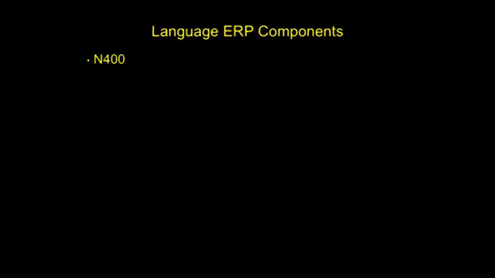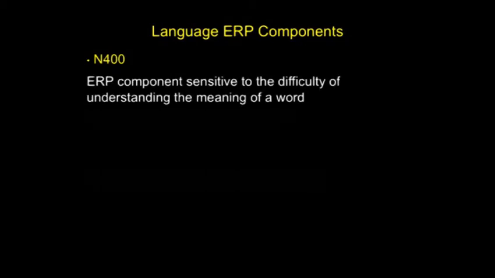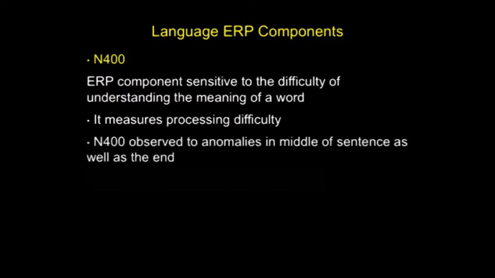Another component related to language comprehension is the N400 component. N because it is a negatively going wave that peaks around 400 milliseconds after the onset of the stimulus. Now this component has a very different function. It is actually sensitive to the difficulty of understanding the meaning of a word. So it measures processing difficulty. It is observed to anomalies in the middle of a sentence as well as at the end of a sentence.